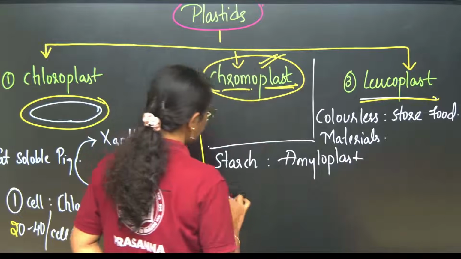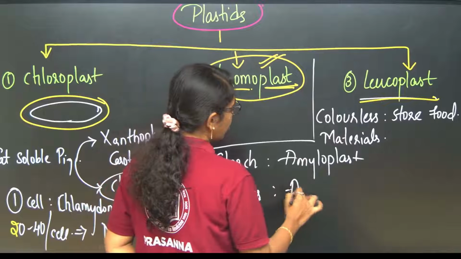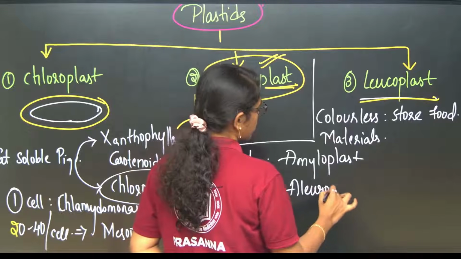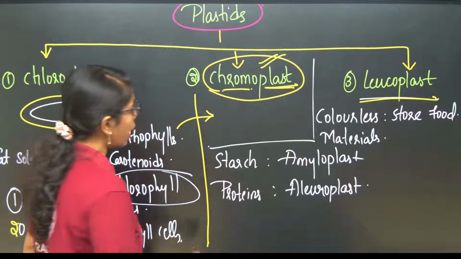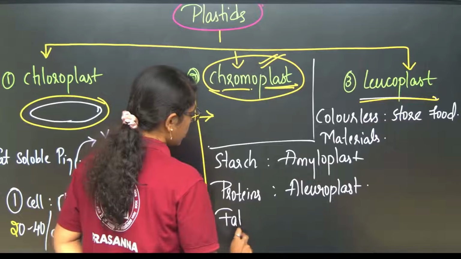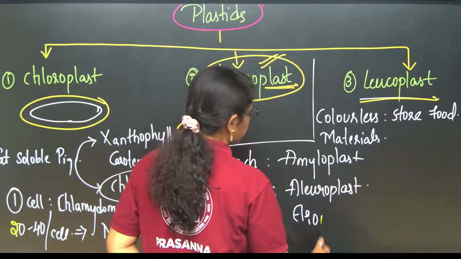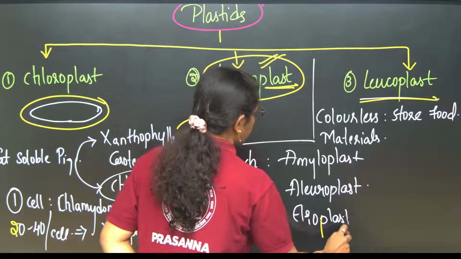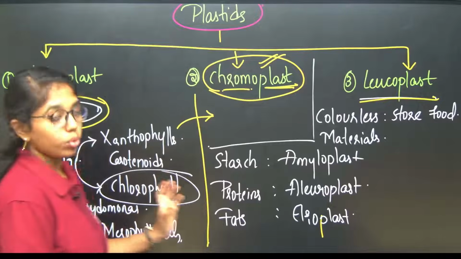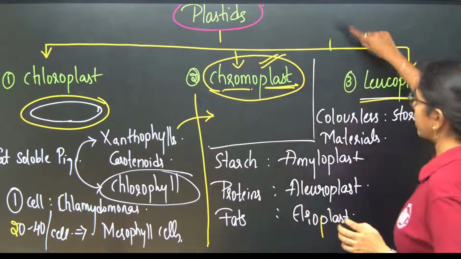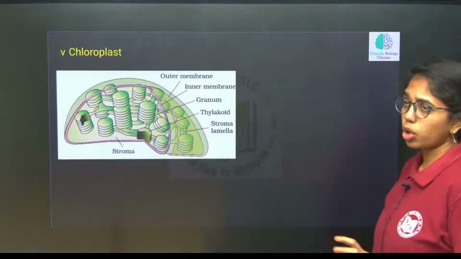If proteins are stored, it is aleuroplast. Fine. If lipids or fats are stored, it is called as eleoplast. Fine. So these are different types of plastids that we have to know for our exam. Okay, important. And then now we will clearly look into the chloroplast structure.